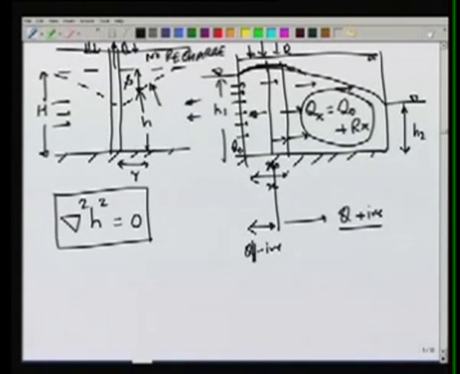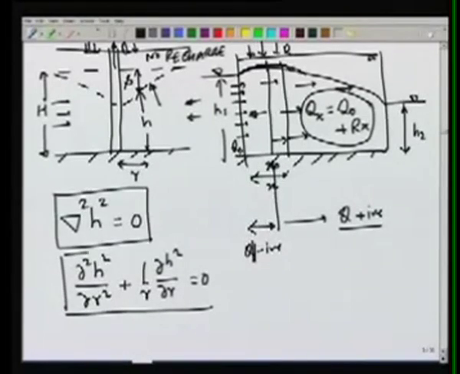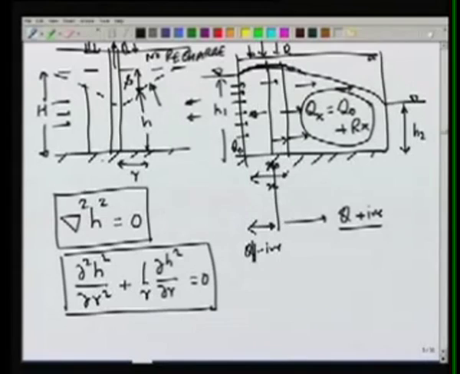And as we have seen earlier, for the radial coordinate system, we can write the Laplacian of h square as this. We need two boundary conditions to solve this. Generally, we must have two drawdown values available to us. Let's say at R1, H1 and R2, H2. Now these R1, H1 and R2, H2 can be taken anywhere, but a commonly used method is to take R1 as the radius of the well.